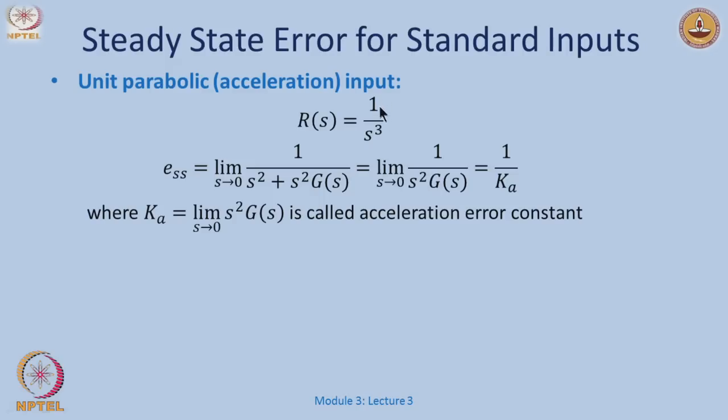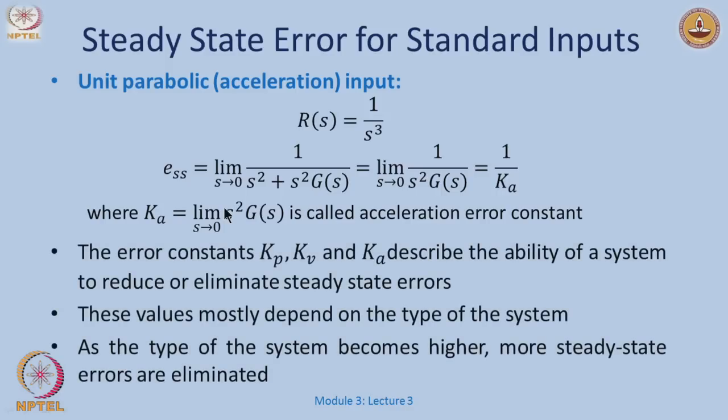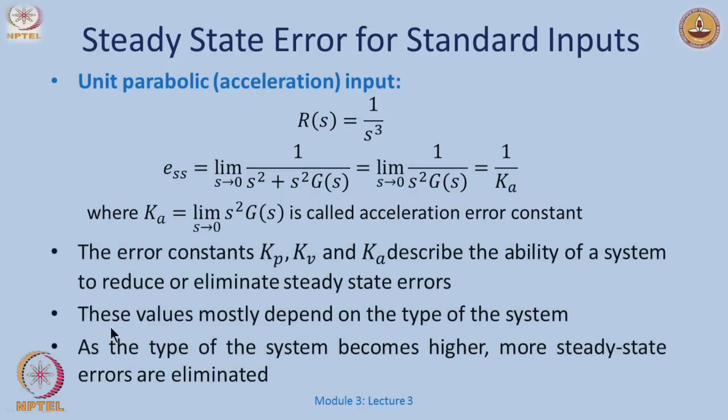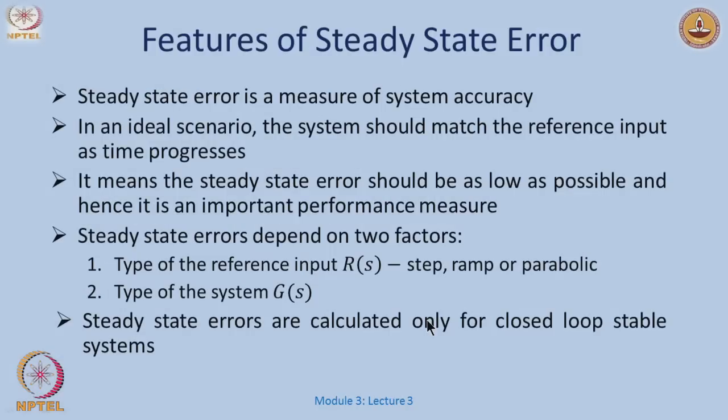Similarly, if I have a parabolic input for which the Laplace transform looks like 1 over S cubed, I can do all the math and I say that the steady state error is 1 over Ka, with Ka defined in this way, and this is called the acceleration error constant. It has an extra S over here. So, these are the error constants, and these are the standard test signals which we also used in the earlier lecture to study the response of systems. The error constants Kp, Kv and Ka describe the ability of a system to reduce or eliminate steady state errors. These values depend mostly on the type of the system, and as the type becomes higher, more of the steady state errors are eliminated. We will define this type in the next slide.